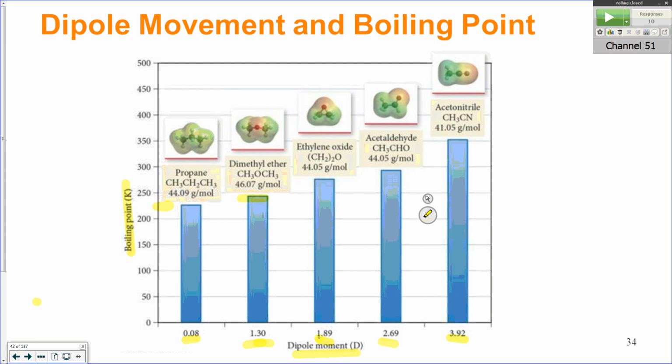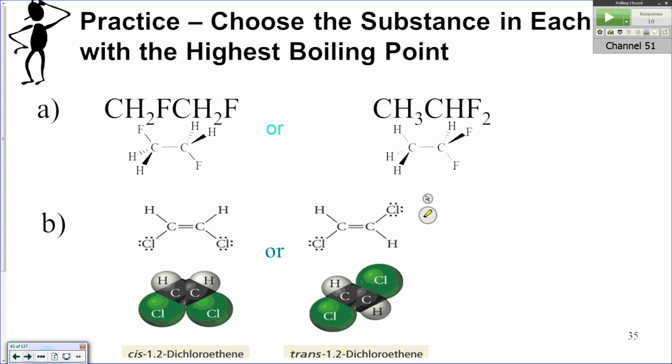But if we start to get a larger and larger dipole moment, become a more and more polar compound, going up to acetonitrile, we start to see that shift jumps up to about 325 or so. But the trend is the stronger that dipole is, the greater the intermolecular forces, the greater the boiling point is. And we see that consistently throughout science.